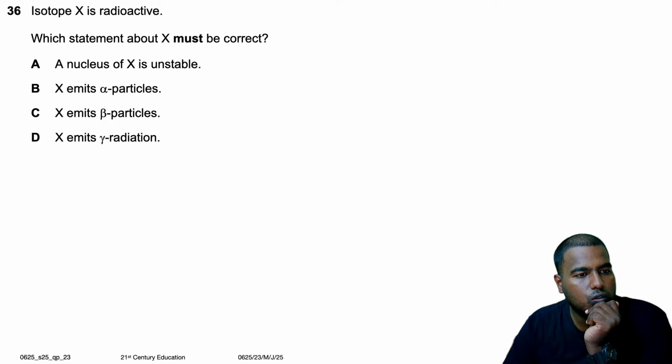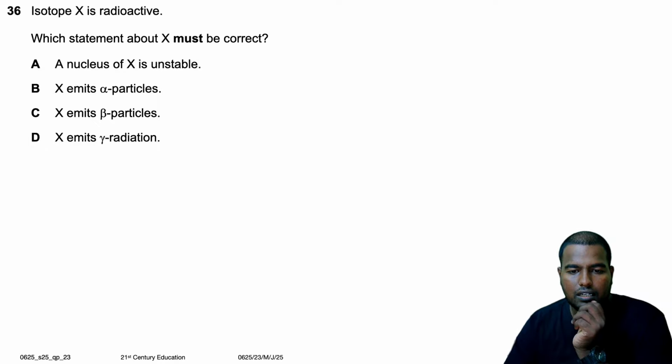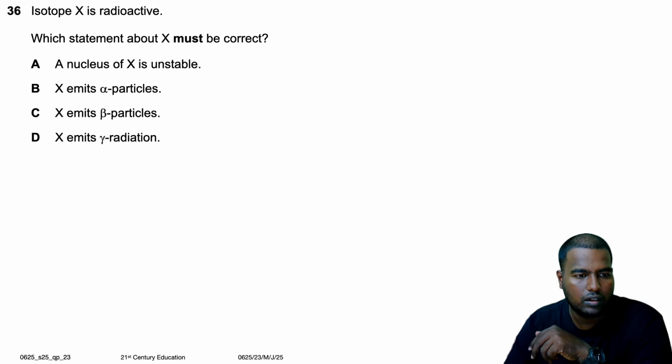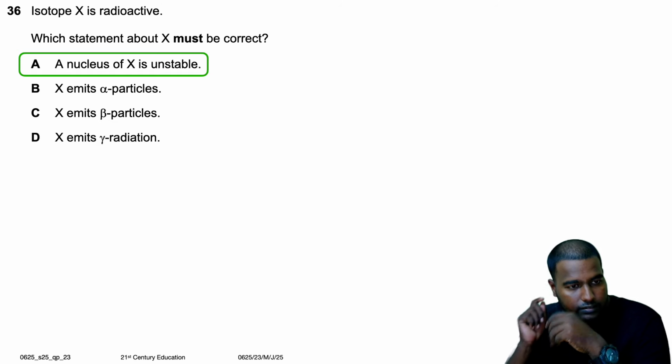An isotope X is radioactive. Which statement about X must be correct? It is radioactive, but we cannot say for sure that it will emit alpha, beta, and gamma particles, or only alpha, or only beta, or only gamma radiation. So B, C, D are all wrong. It means that the nucleus of X is unstable. That's a valid conclusion we can provide. A is the right answer.